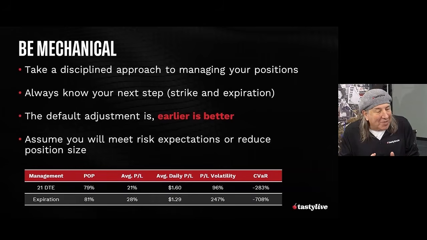And you can see the pop is a little bit higher, 1 or 2%, when you hold to expiration. But the average daily P&L is actually higher when you manage your trades early, and your P&L volatility is 1/3. And your CVaR, which is your outlier risk, drops by 2/3.